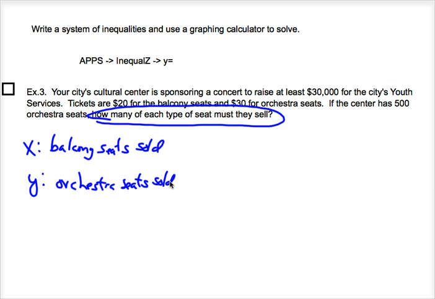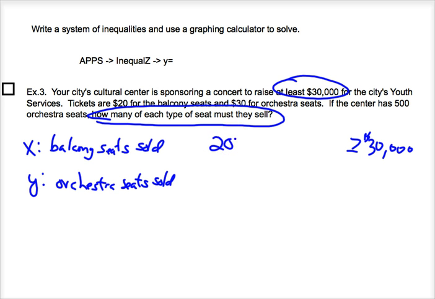Now I want to come up with some inequalities. Well, right here it says that we need to get at least $30,000. So to me that means greater than or equal to $30,000. And this is money, so I need to figure out how I'm going to take in money. Well, it says you get $20 for a balcony seat. So if I had 2 balcony seats, it'd be 20 times 2. I get $40. If I had 3 balcony seats, it'd be 20 times 3. It'd be $60.